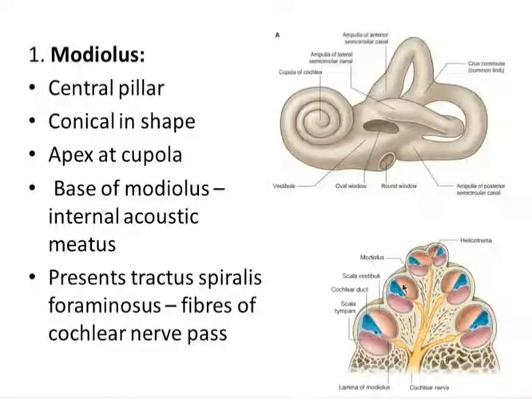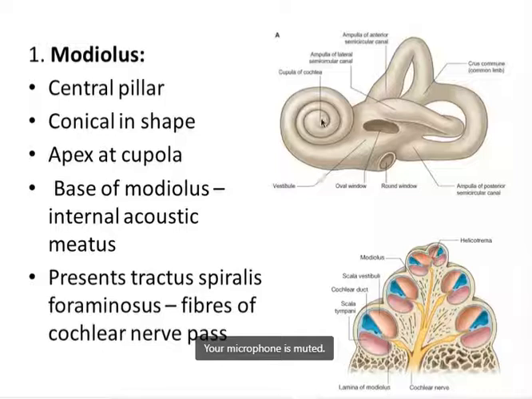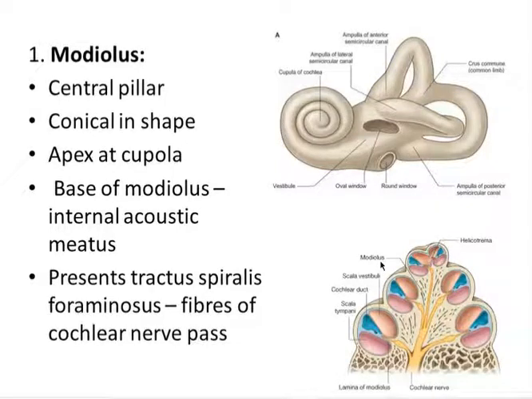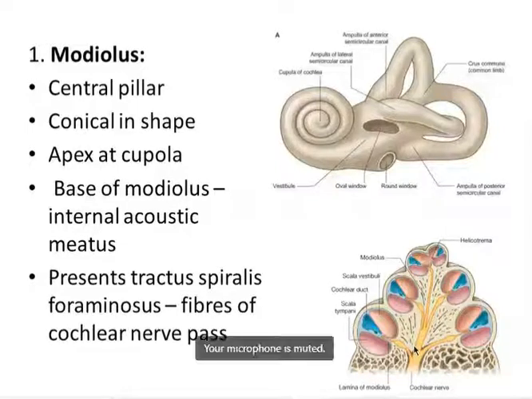So where do you find all this structure? When you take a horizontal section of the cochlea. Now towards the base of the modiolus, there lies the internal acoustic meatus, through which you can see the vestibulocochlear nerve passing. Here you find a number of foramina, known as the tractus spiralis foraminosus, through which the fibers of the cochlear nerve pass. So this is the main cochlear nerve, and here you can see a number of fibers of the cochlear nerve passing through the small foramina known as the tractus spiralis foraminosus.